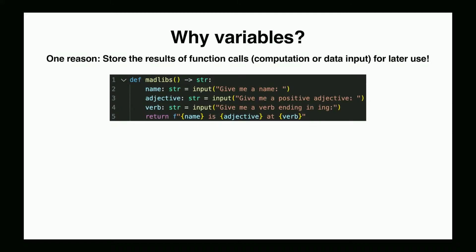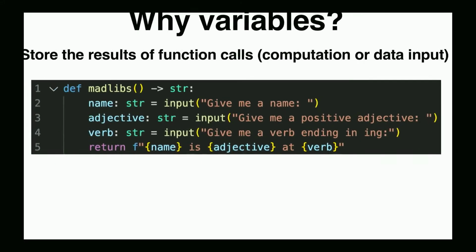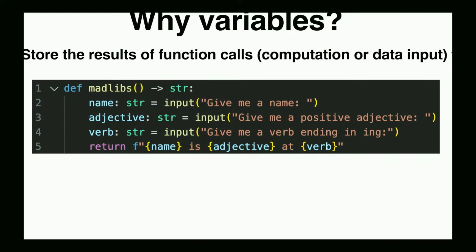So I want to give one motivation for why variables, and then look at another even more compelling one soon. Imagine we were building a simple little Mad Libs game, or a Mad Libs function, and we wanted to ask the user for multiple pieces of input. A common use of variables would be to store the input that a user gave in a local variable and then refer to it later.